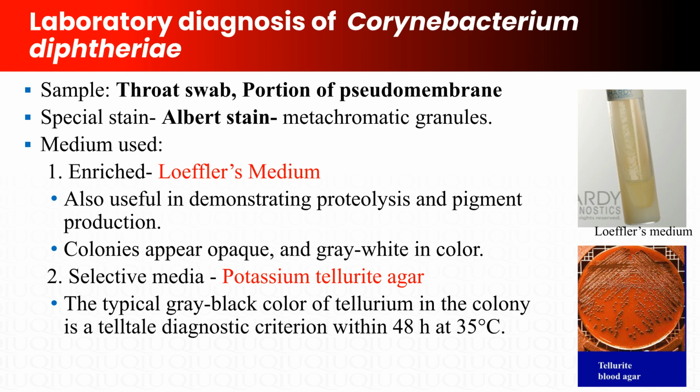The second type of medium used is selective media, tellurite agar. This medium is selective because potassium tellurite inhibits the growth of most other bacteria, allowing Corynebacterium diphtheriae to grow preferentially. A remarkable characteristic on this medium is that Corynebacterium diphtheriae reduces tellurite to tellurium, which has a distinctive appearance. The colonies develop a typical gray-black color due to the intracellular deposition of metallic tellurium. This black color is a telltale diagnostic criterion.